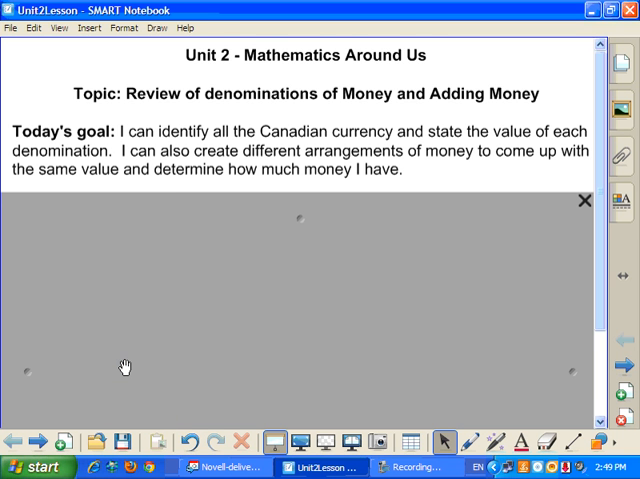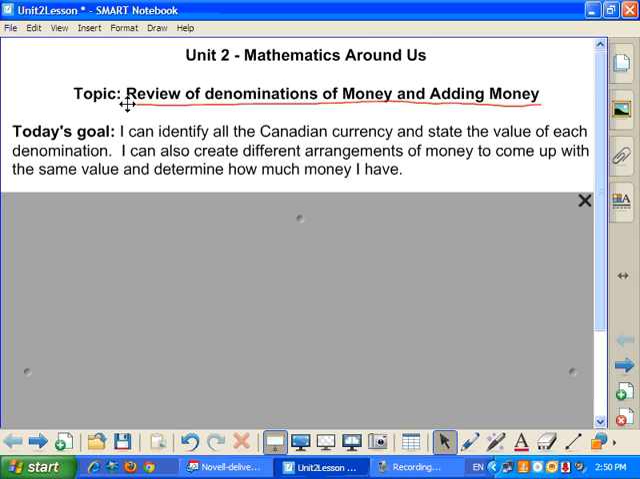Hello and welcome to Unit 2, and Unit 2 is the mathematics around us, and specifically we're talking about money, we're talking about finances. So, what's today's topic? Today's topic is a review of denominations and adding money.